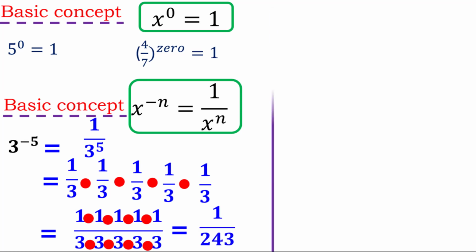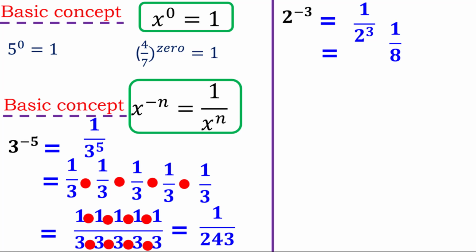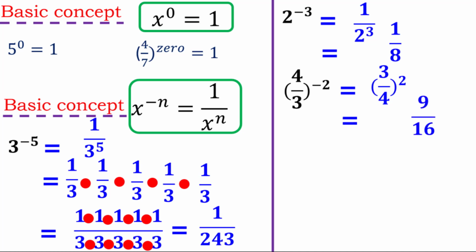It will be 1 over 243. If we have 2 raised to the power negative 3, the reciprocal of 2 is 1/2. So it will be 1/2 raised to the power 3. It will be 1 over 8. If we have a fraction 4 over 3 raised to the power negative 2, just find the reciprocal of the fraction 4 over 3. It will be 3 over 4, and change the power to be positive. So it will be 3 over 4 squared equals 9 over 16.